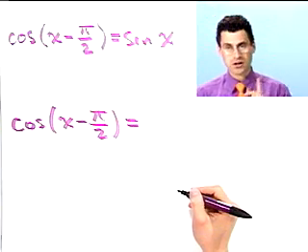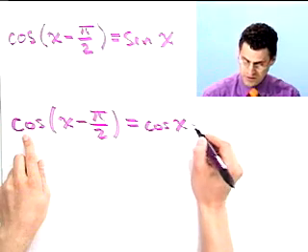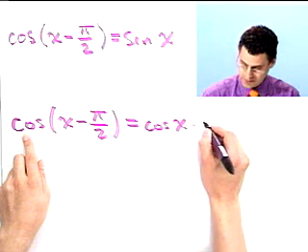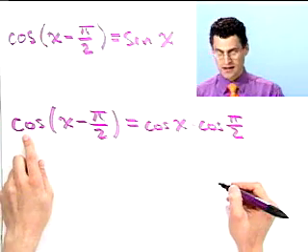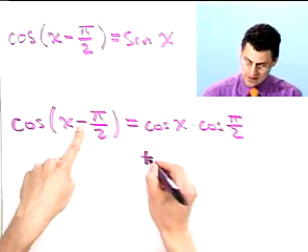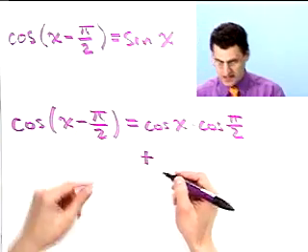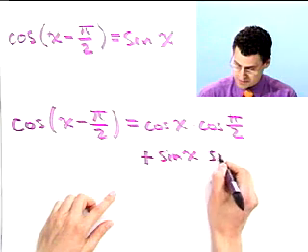Now remember, cosine is evil. It's the bad seed. So it wants all the credit for itself. So it's going to be cosine of x multiplied by cosine of pi over 2. And then it's so evil that since you're subtracting here, it's going to add. And then it throws in all the sines. Since it has to be there anyway, I'll throw it in. All right, so sine x times sine pi over 2.